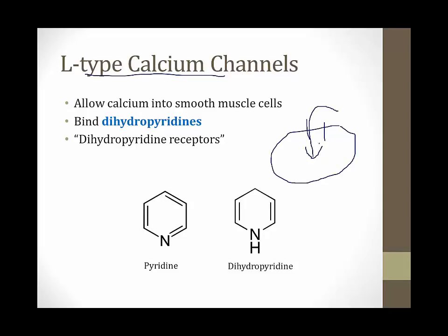Now these calcium channels also bind structures known as dihydropyridines. So for this reason, these L-type calcium channels are sometimes also called dihydropyridine receptors. If you look at the bottom left side of the screen, this chemical structure is a pyridine. If you add two hydrogens and remove one of the double bonds, you get a dihydropyridine. And structures that contain a dihydropyridine ring bind to L-type calcium channels, and for that reason, these calcium channels on smooth muscle cells are also called dihydropyridine receptors.